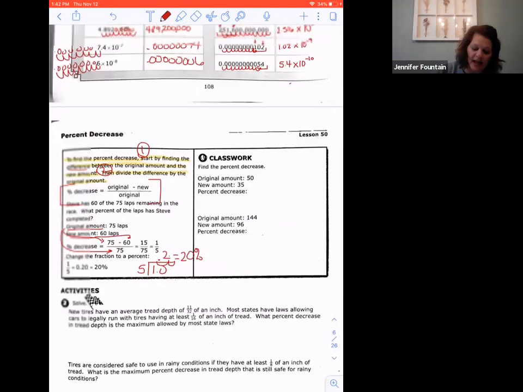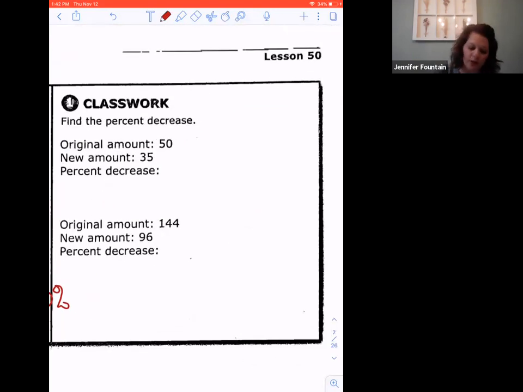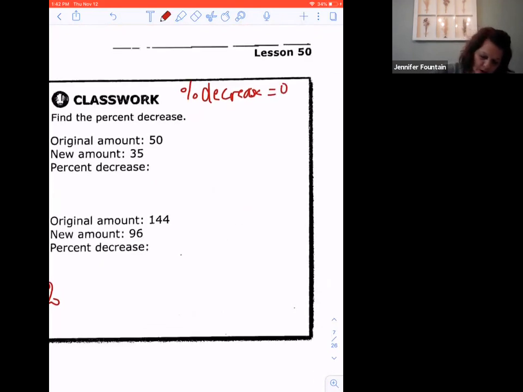So let's look at classwork 1. It says to find the percent decrease. The first thing I want you to do is go ahead and write the formula. Percent decrease equals, I'm going to use ORIG minus new over original, so that way I can just look up at my formula.